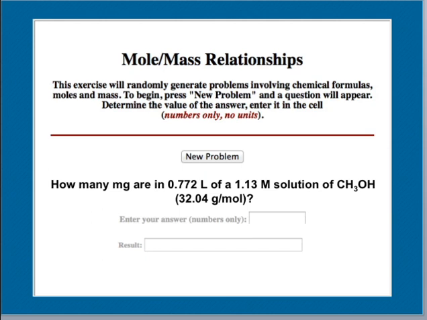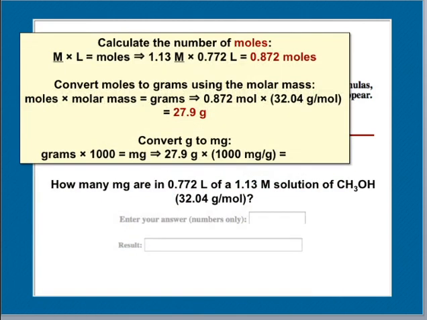All right, so we have a concentration and a volume. What does that give us? Moles. Concentration times volume gives us moles. We have 0.87 moles of this stuff. Now, we know its molar mass, 32 grams per mole. We know the number of moles. Number of moles times this molar mass gives us our mass, 27.9 grams.